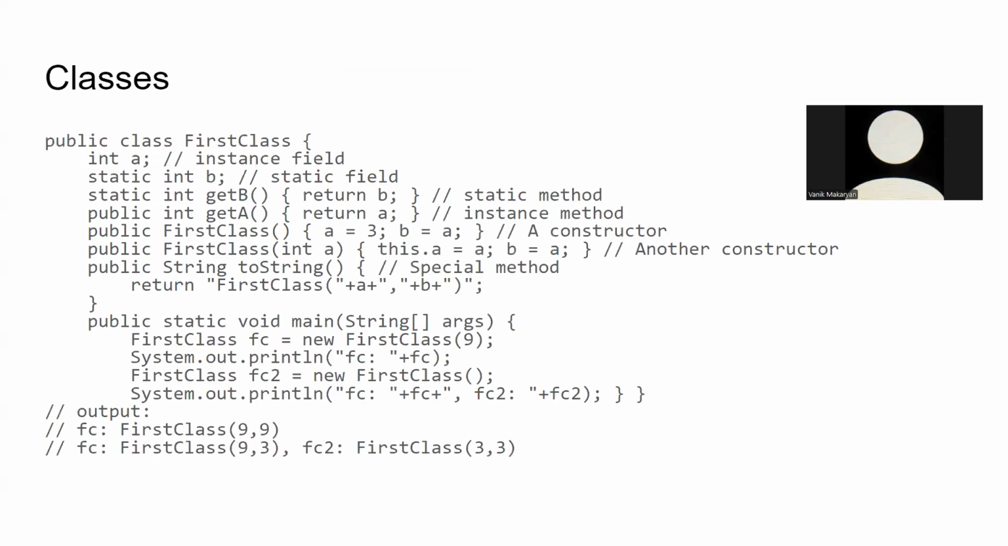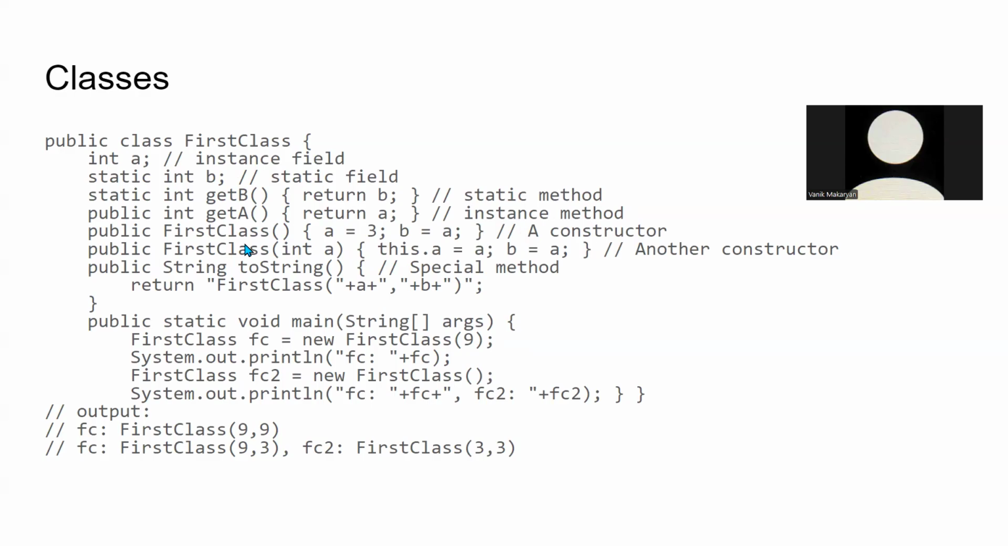So here is our first class, and in this class, I have an instance field int A and a static field int B, and I have a static int getB method and a public int getA method, which is an instance method. And then I have public FirstClass, which is a constructor.